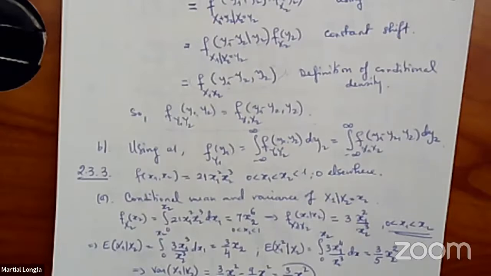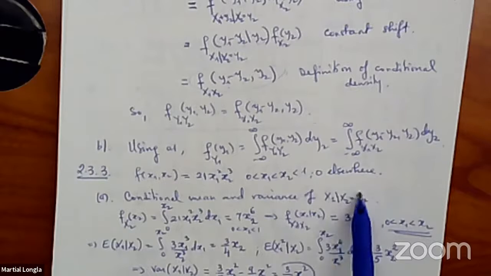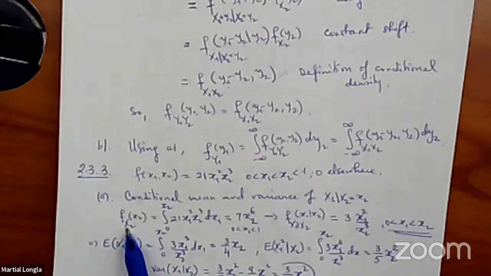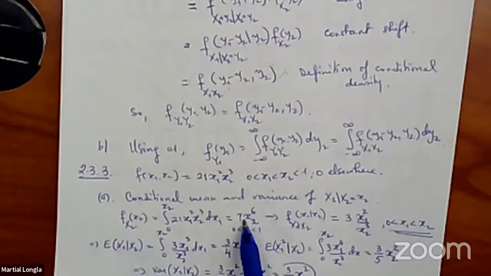How do we do that? We find the marginal distribution of x2, and then we divide the joint distribution by the marginal distribution, and then we use it to find the conditional mean and conditional variance. That's why we're finding this. You get that?